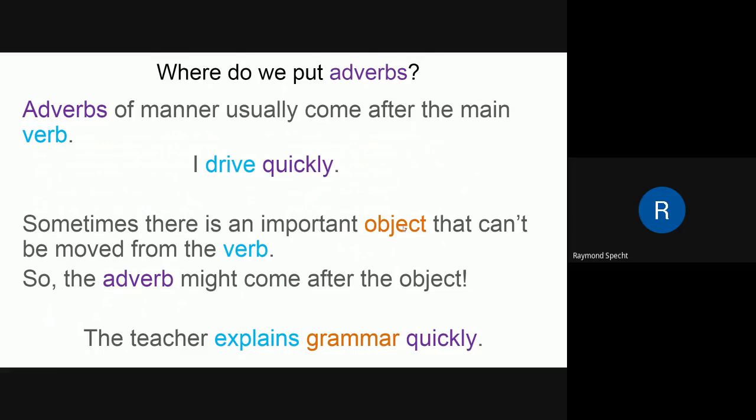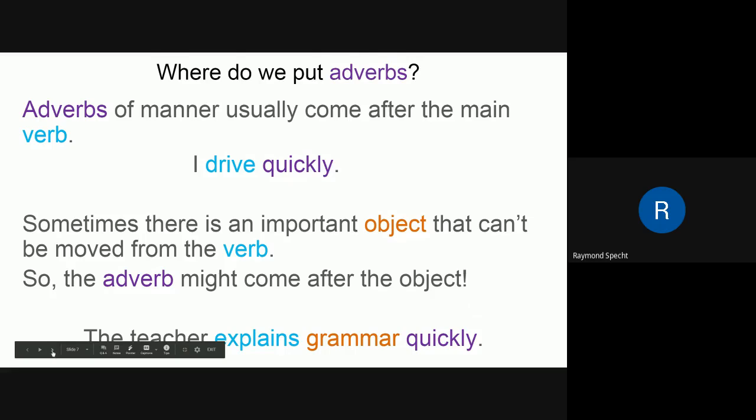Sometimes there's an important object that can't be moved from the verb, so the adverb might come after the object. The teacher explains grammar quickly. All right, why did it get moved here? Because the teacher is explaining, and you need to understand what the teacher is explaining quickly.